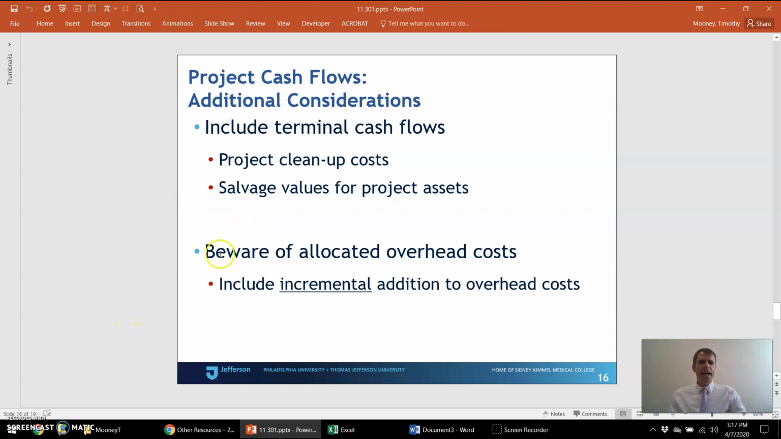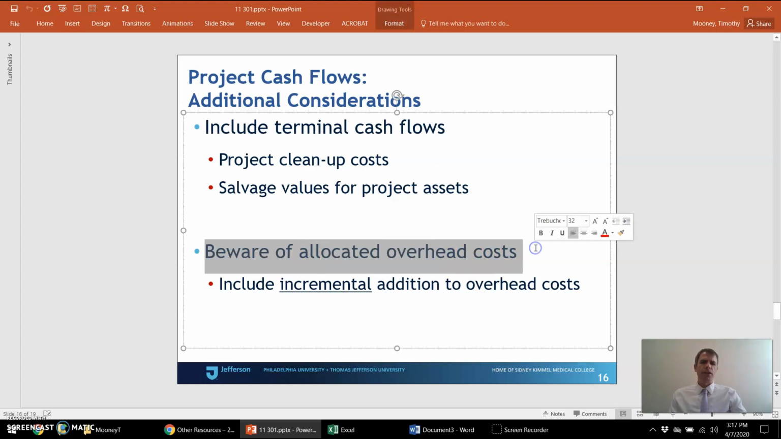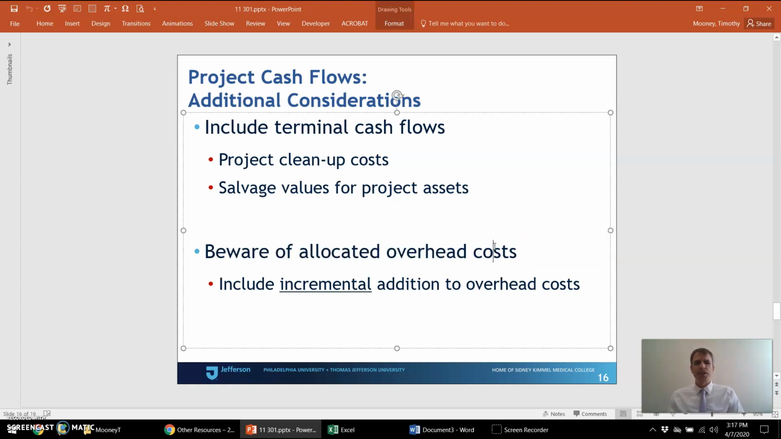And then allocated overhead costs, things like utilities, right? A firm's electric bill or water bill. Just think about incremental changes in those. So sometimes with fixed costs like rent, it can be tempting to assign some portion of a firm's rent to a new project that's happening in a building. But adding that project, if it doesn't increase rent, then there's no incremental rent cash flow. So if you can think about cash flows being incremental, I think you'll be in good shape.